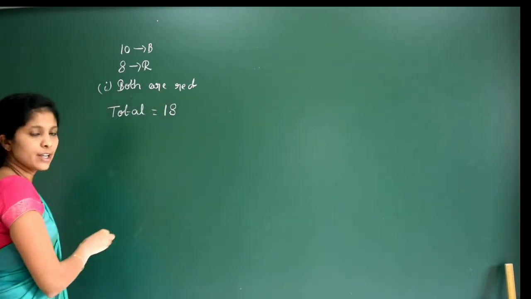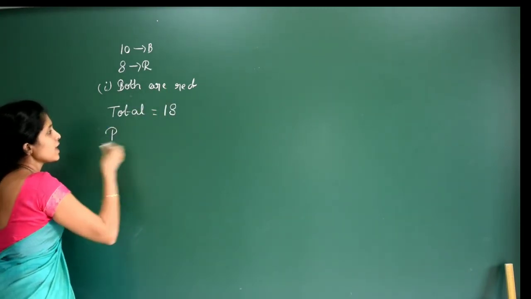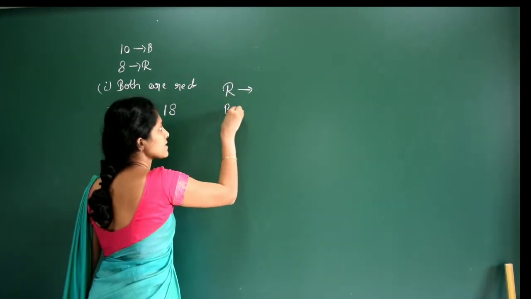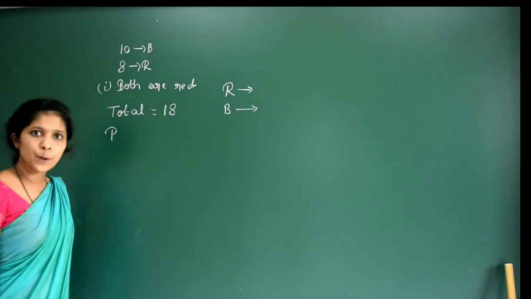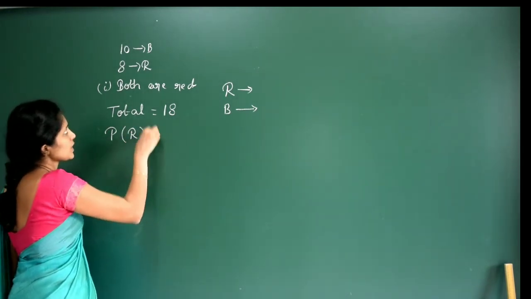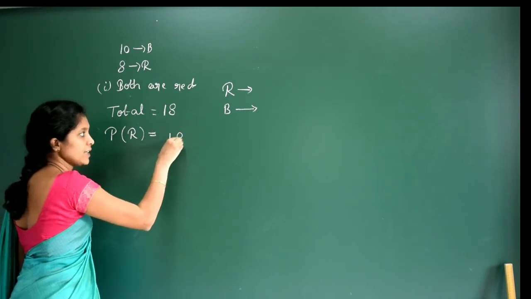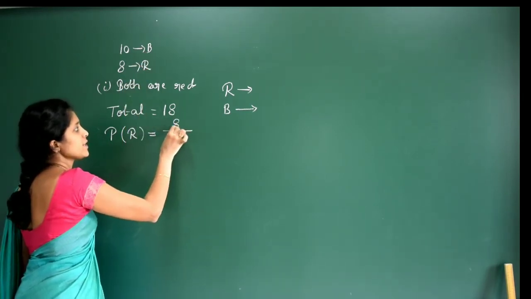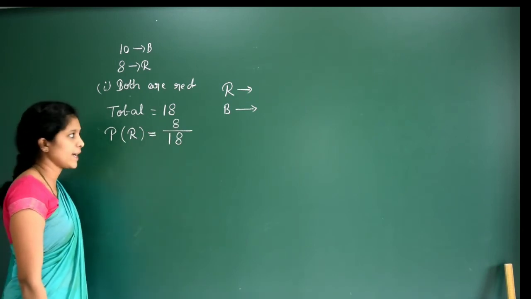First we'll find the probability. We will represent R as a red ball and B as a black ball. Now, what is the probability of a red ball? Total number of balls is 18, and the number of red balls is 8. So the probability of red is equal to 8 by 18.